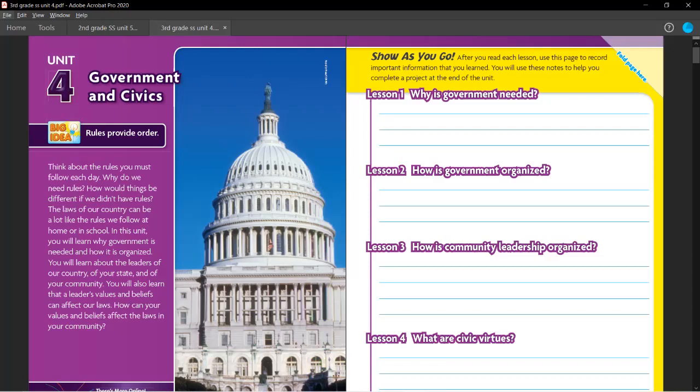So now we have our Show What You Know pages. As you complete each lesson, come back to this page and fill in the information and answer the questions they have for you. So after we get through lesson 1, you're going to fill in the question for lesson 1 about why is government needed, and so on.